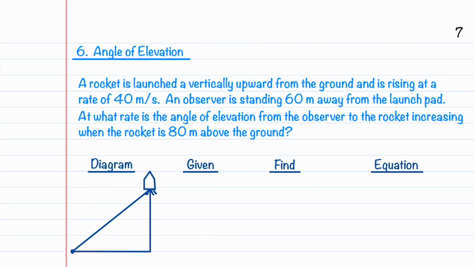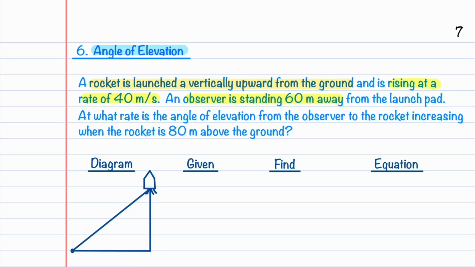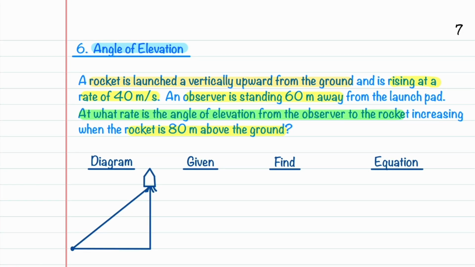We're going to be looking at a related rates problem that involves an angle of elevation. We are told that a rocket is launched vertically upward from the ground. I have a little picture drawn down here so that you can see what that looks like. And it is rising at a rate of 40 meters per second. There is an observer standing 60 meters away from the launch pad. We need to find at what rate the angle of elevation from the observer to the rocket is increasing when the rocket is 80 meters above the ground.